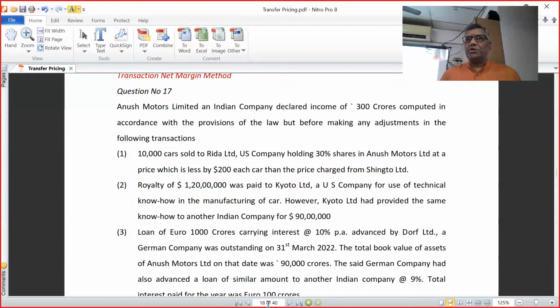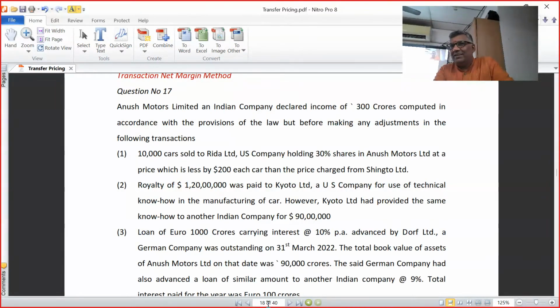Anush Motors, an Indian company, declared income of 300 crores, computed in accordance with the provisions of the law, but before making the following adjustment. 10,000 cars are sold to Rida Limited, a US company which is holding 30% shares in Anush Limited, at a price which is less by $200 each car than the price charged to some other company.